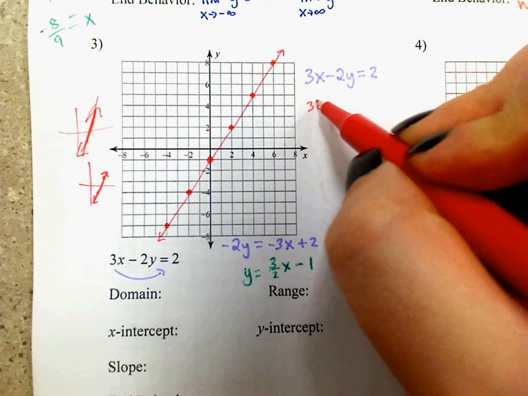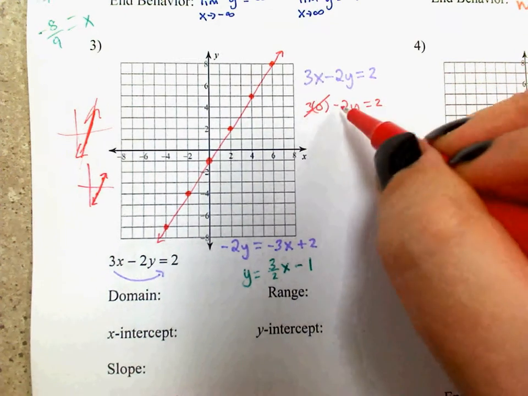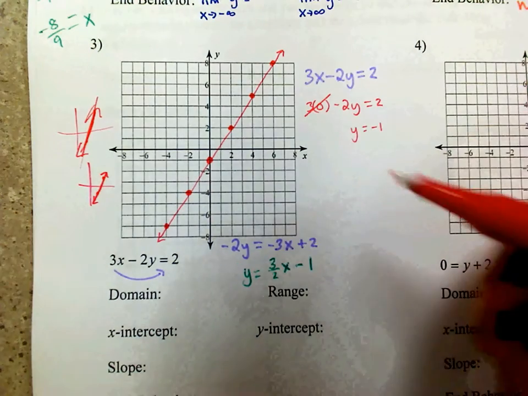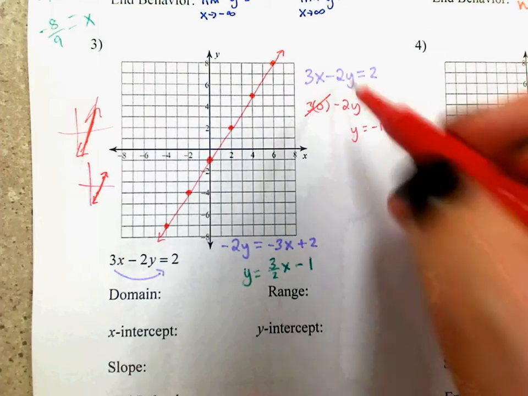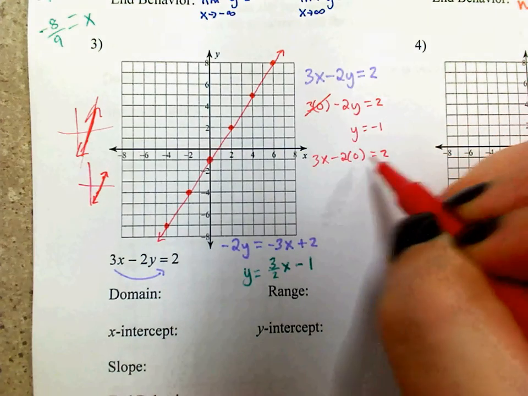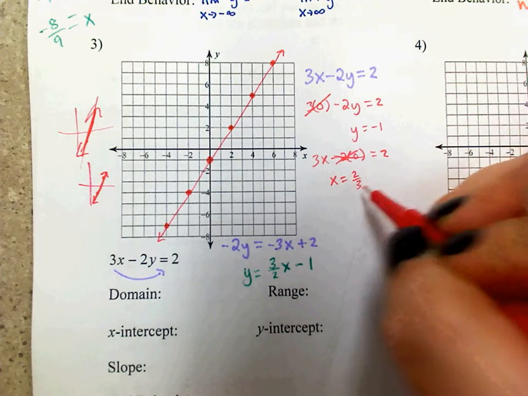then I would get that, that's gone. Divide by negative 2, y equals negative 1. So I could go ahead and graph y equals negative 1. And then I know that the x-intercept is when y equals 0, so I'd have 3x minus 2 times 0 equals 2. That's gone because it's 0. Divide by 3, and I get x equals 2/3. So I would graph right around there, which is kind of where we ended up.